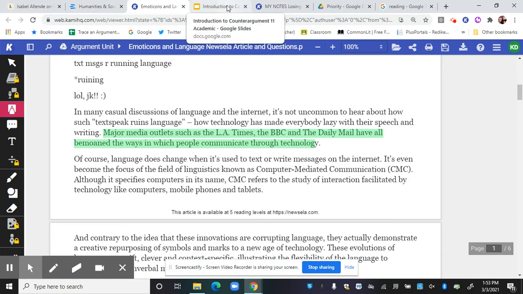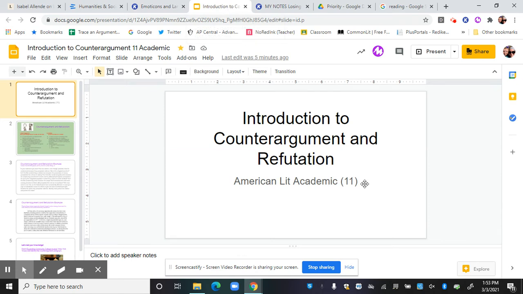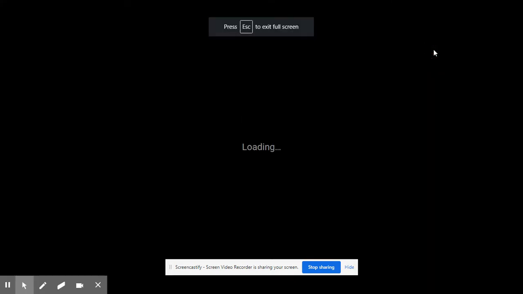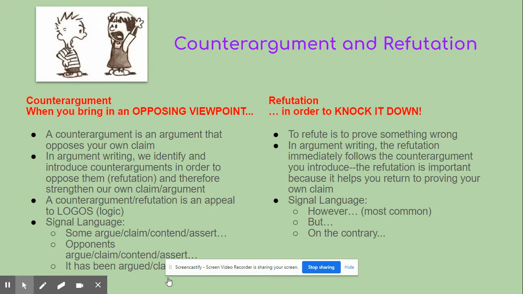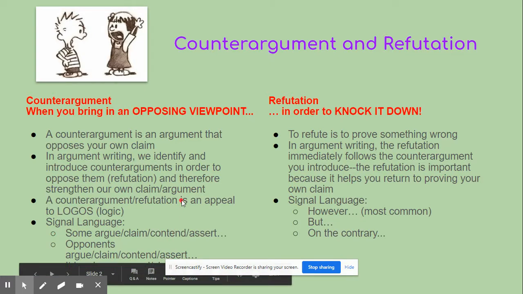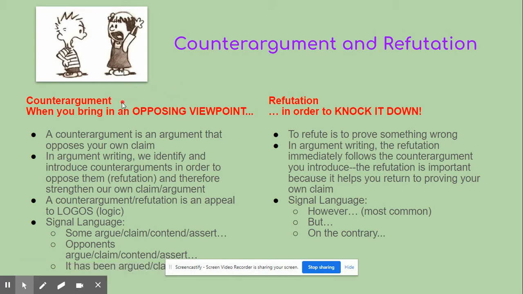So let's take a look at some information. So first I wanted to start with some definitions. So counterargument and refutation. Counterargument is an argument that runs counter to your own. So here in this first bullet point, a counterargument is an argument that opposes your own claim. That's why the word counter appears before it. It runs opposite to your own claim.